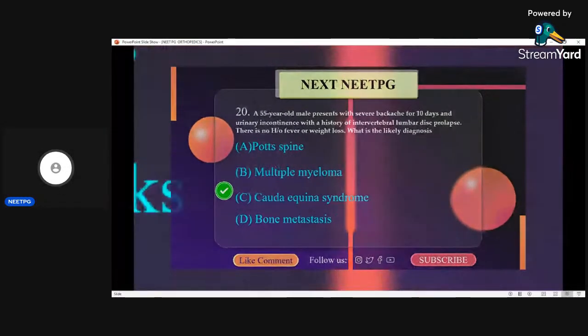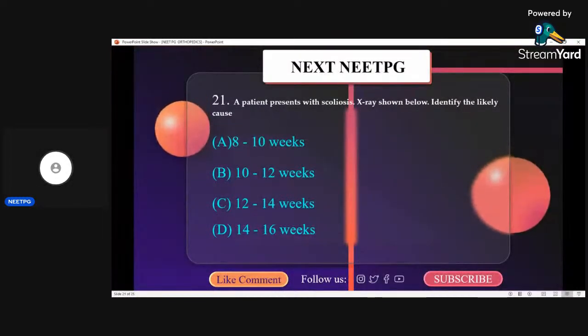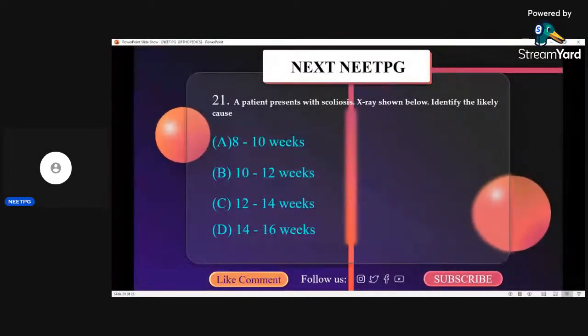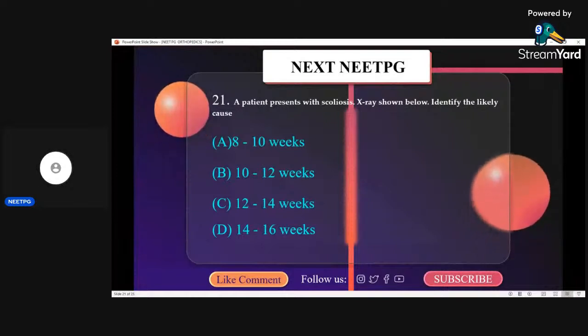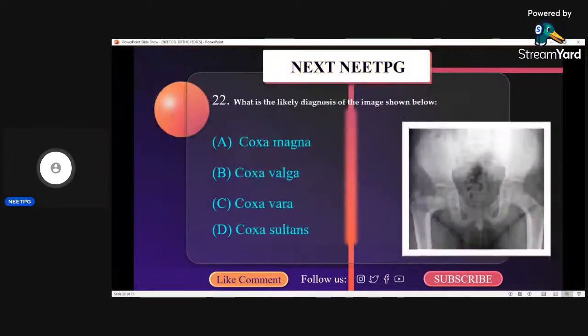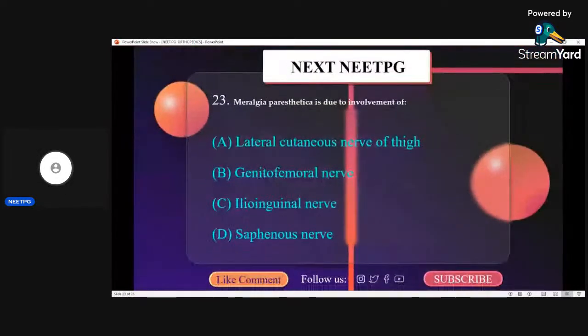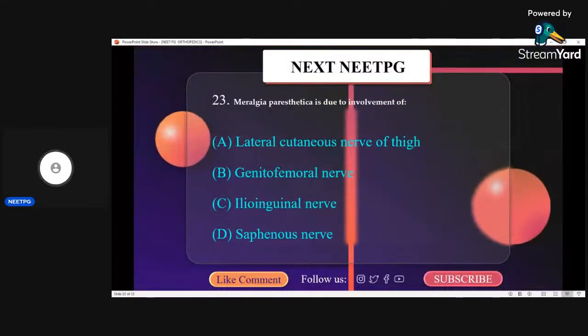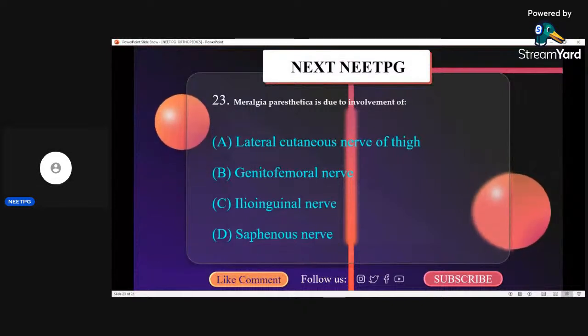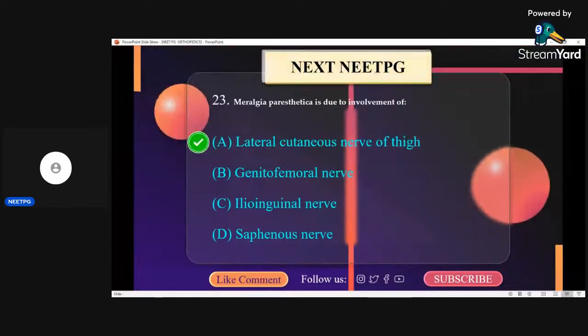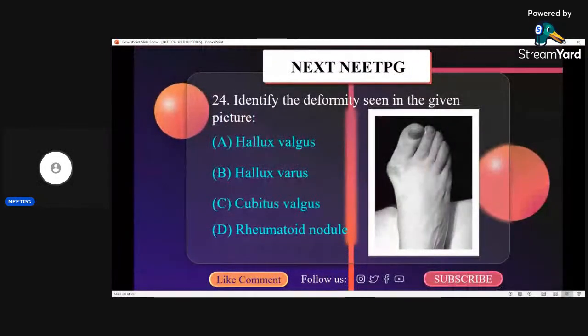A patient presents with scoliosis. X-ray shown below. Identify the things. This question has been wrongly framed. I will correct it. What is the likely diagnosis of the image shown below? Coxa vara. Meralgia paresthetica, a very important question, repeatedly asked in the NEET exam. It is the lateral cutaneous nerve of the thigh. Identify the deformities. It is a hallux valgus. Haglund deformity, ankle.